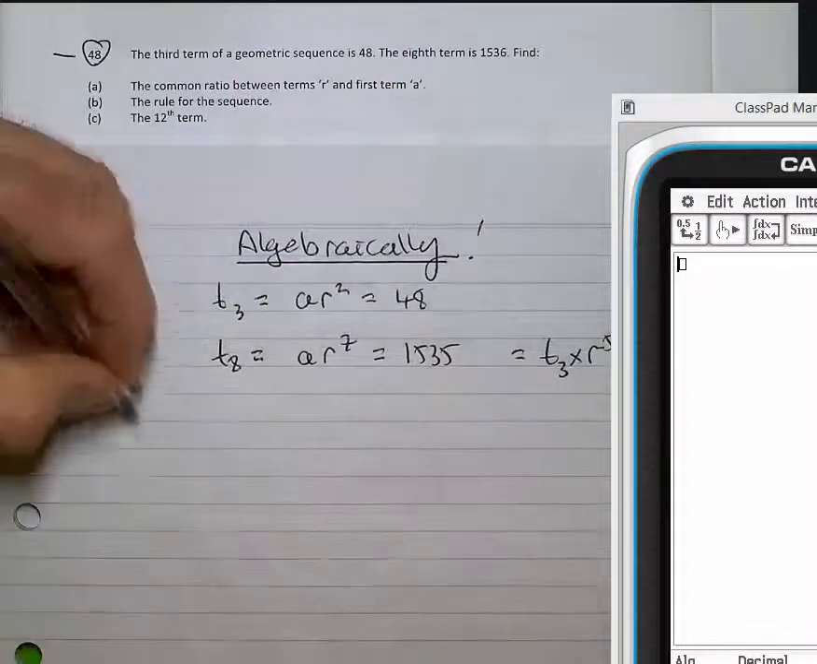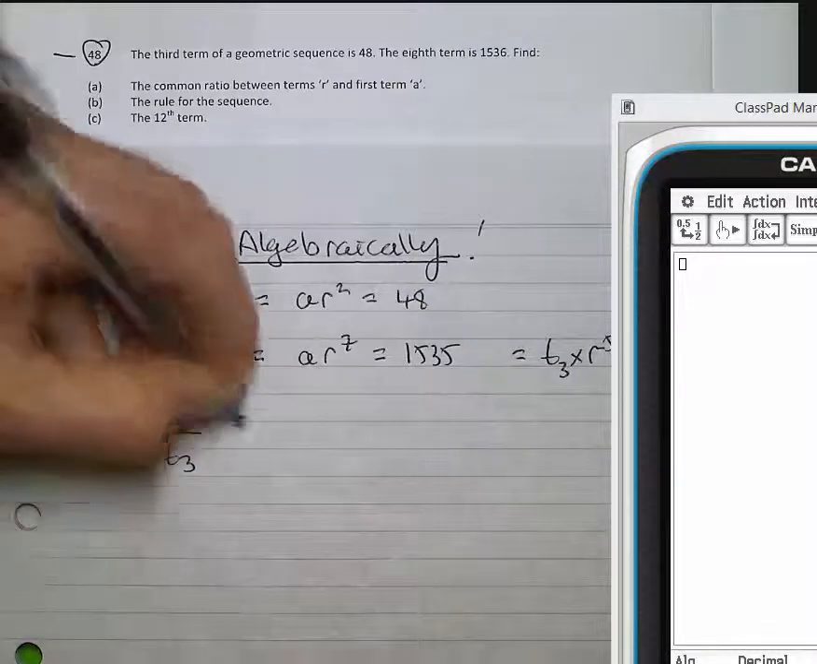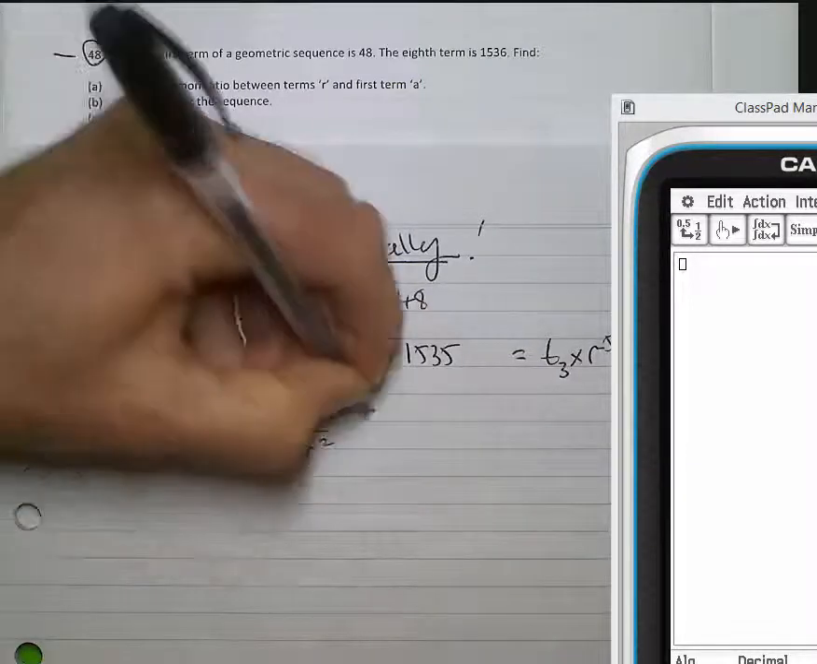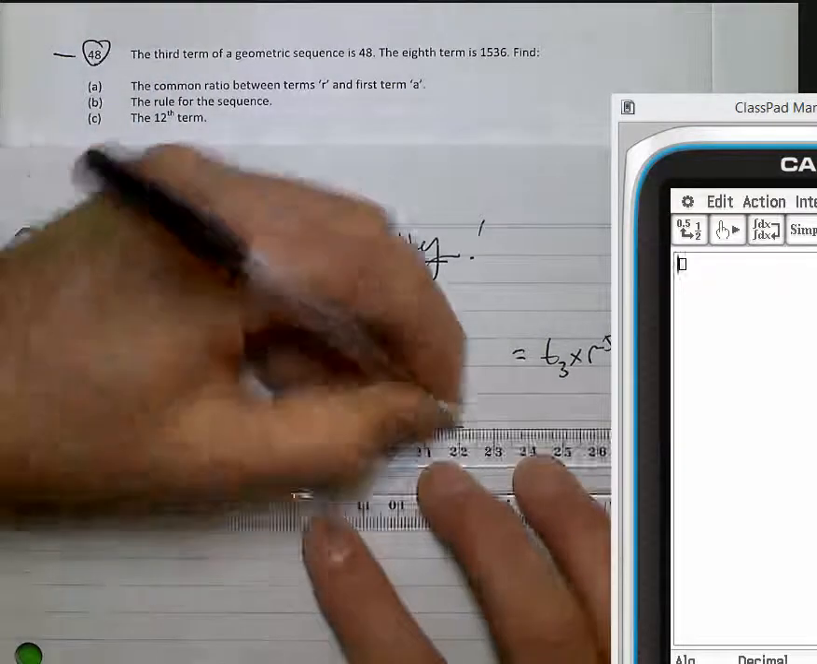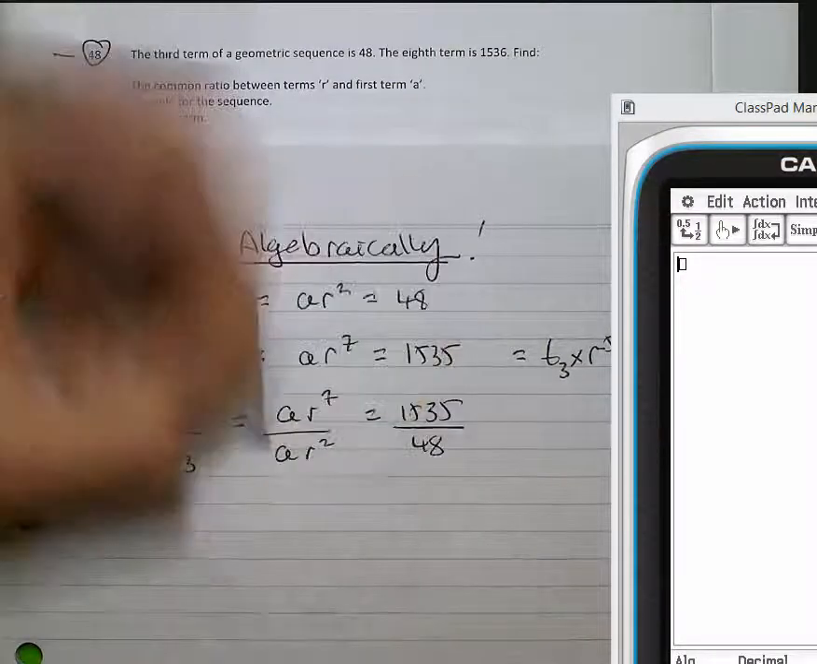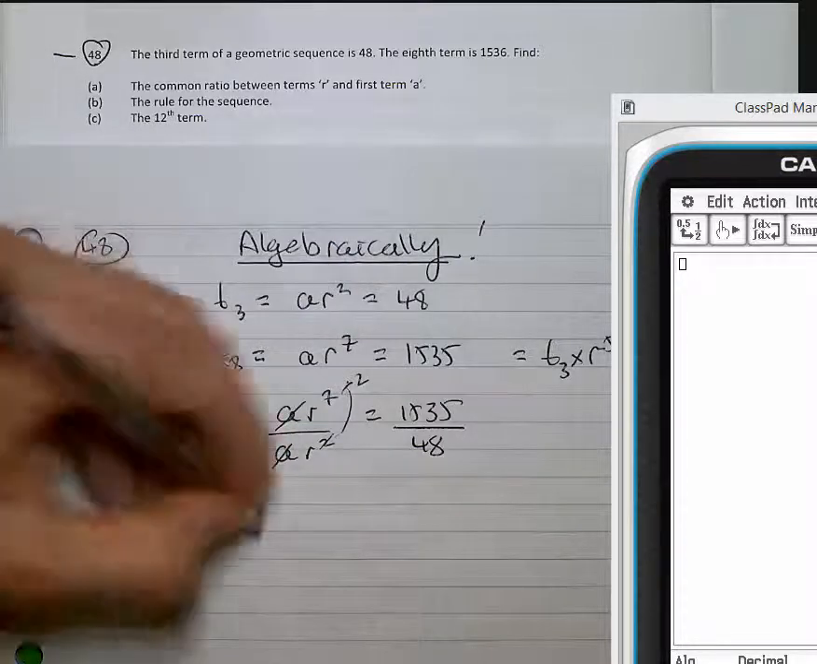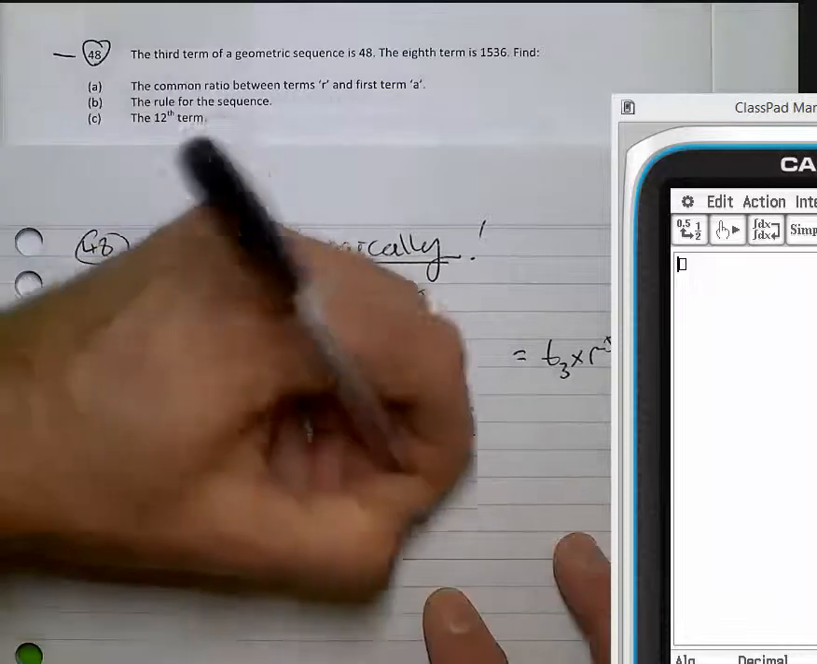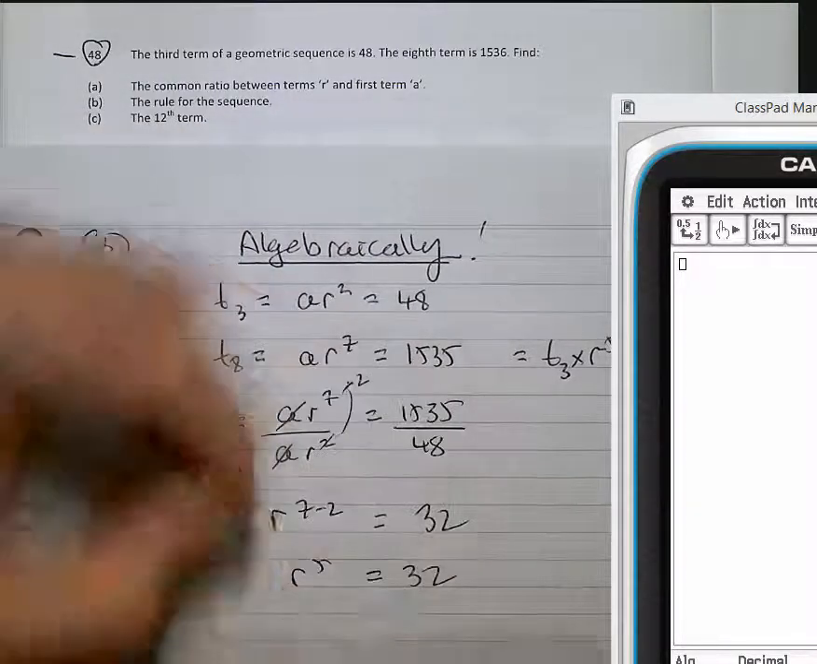Now, when I divide T8 by T3 using some simple index laws and a bit of division, the a's cancel, the 7 minus 2, so it becomes r to the 7 minus 2, and I've done that division, which is 32. So r to the 5th is 32.